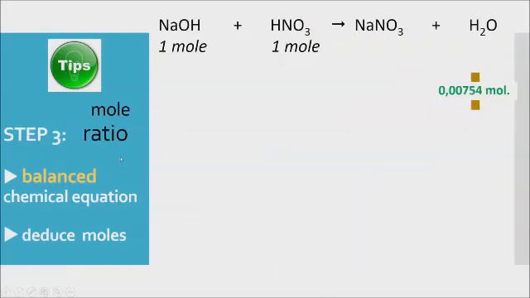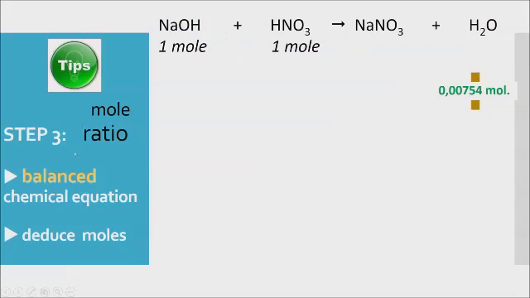And now I'm moving on to step 3. Yes, I have so many moles of what? Nitric acid. So my attention goes here. Here's my balanced equation. It is 1 to 1. There's the invisible 1 in front. So its ratio is 1 to 1.